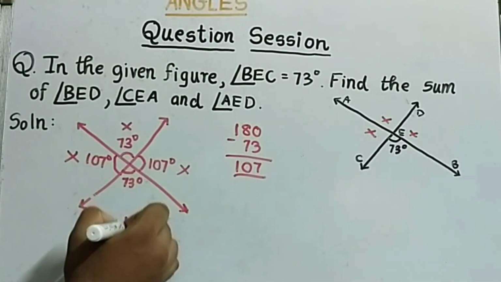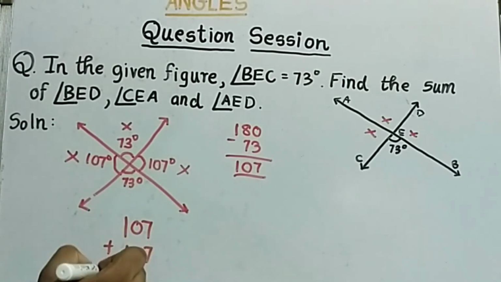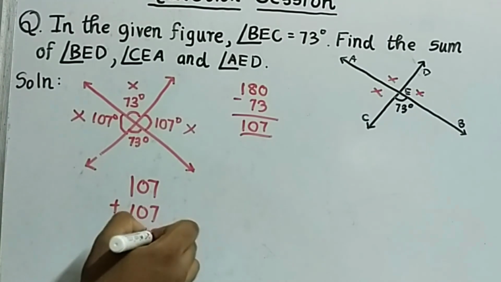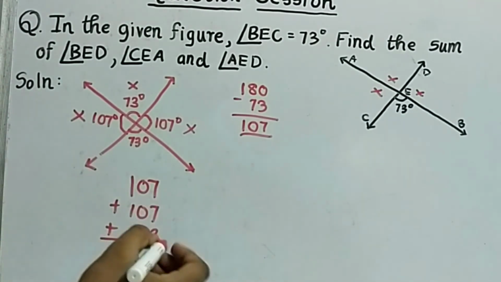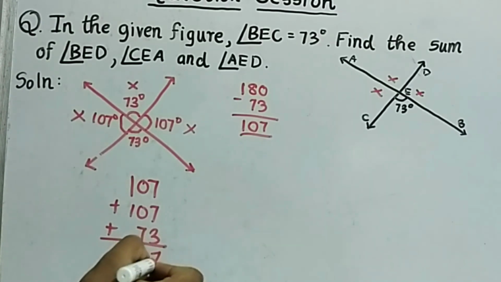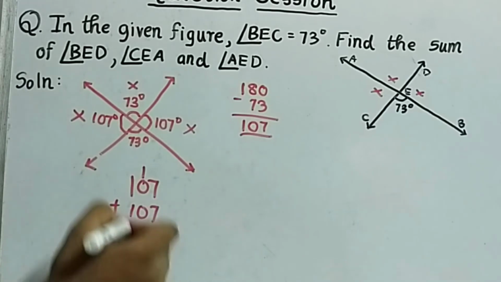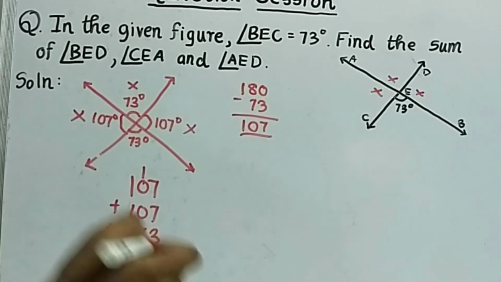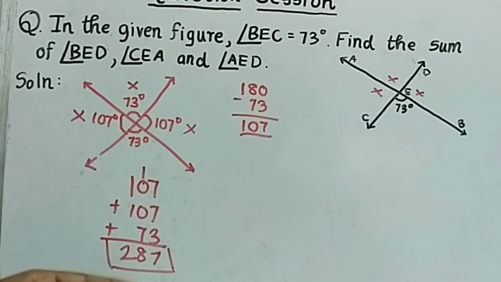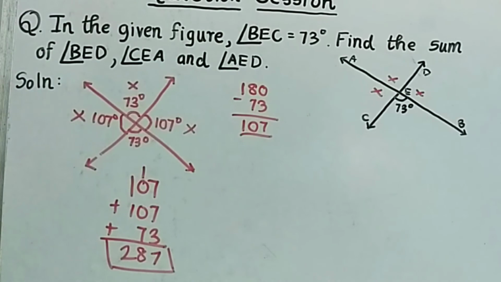So let us write 107 plus 107 plus 73. 7 plus 7 is 14. 14 plus 3 is 17. 7, and 1 gets carried over. 1 plus 7 is 8. 287. So this is our sum of angle BED, angle CEA and angle AED.